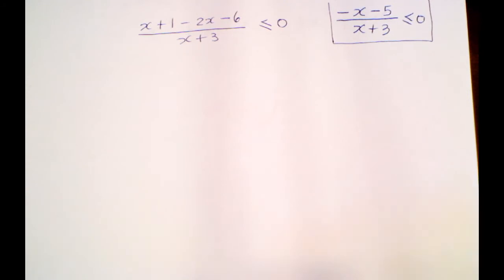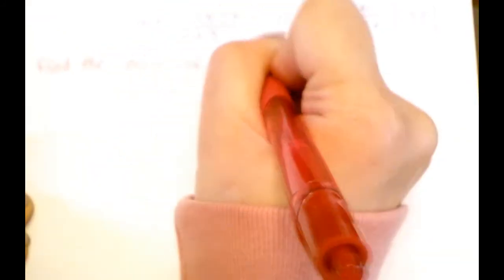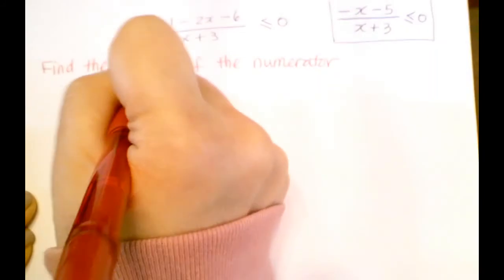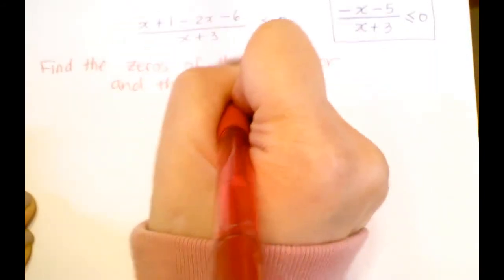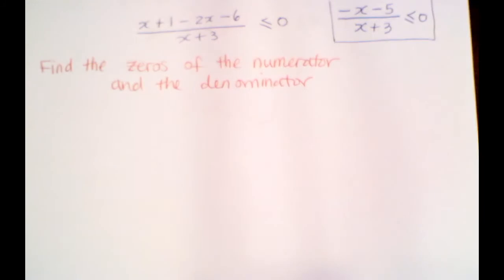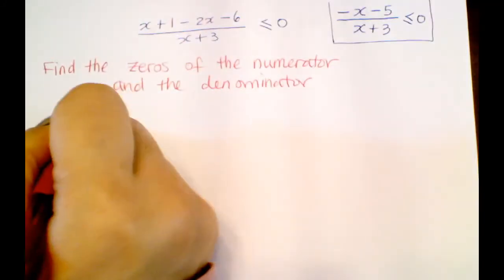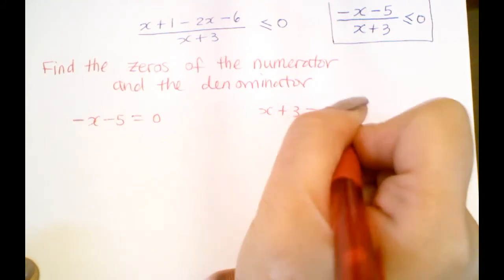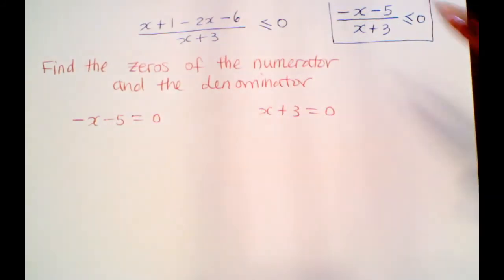But anyways, find the zeros of the numerator and the denominator. These are your boundary points, right? So set the top of the fraction equal to 0. Set the bottom of the fraction equal to 0. But note that, well, let's keep going.